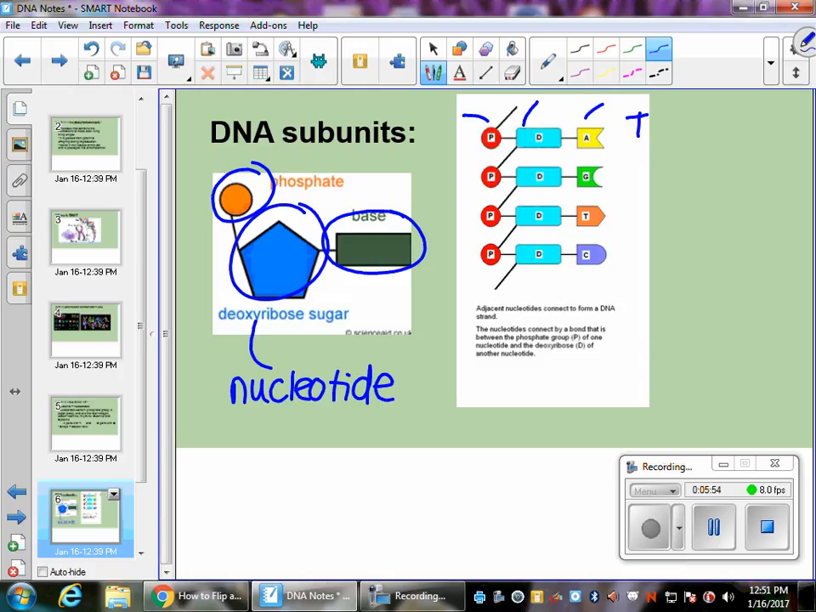Okay? So across from the G, we would have a C, across from the T, an A, across from the C, a G. They always match up with each other. If that doesn't happen correctly, some bad things can happen.